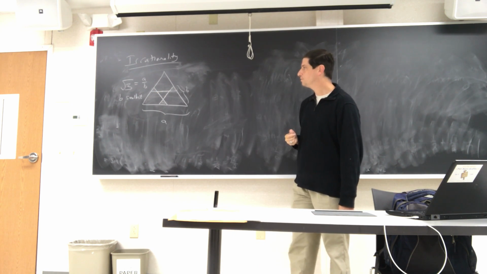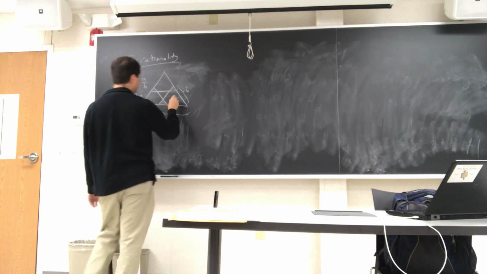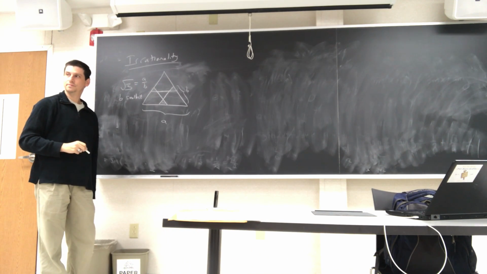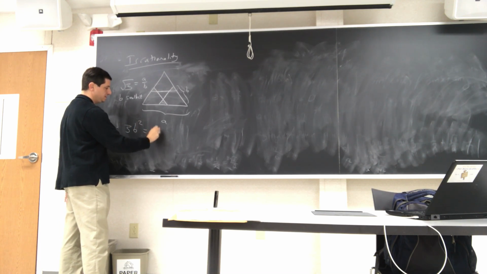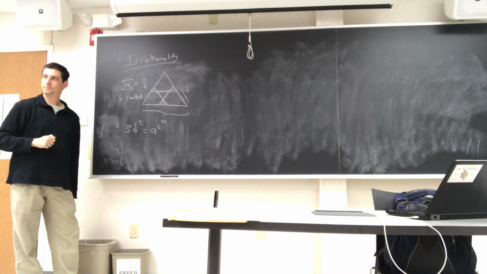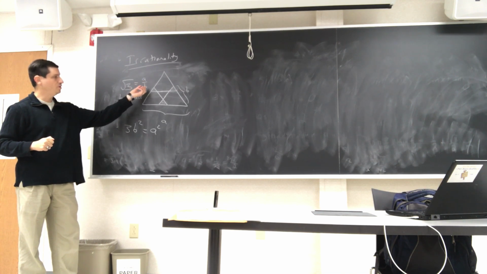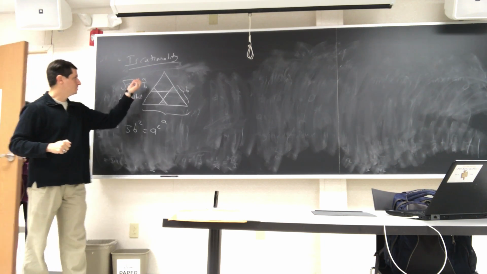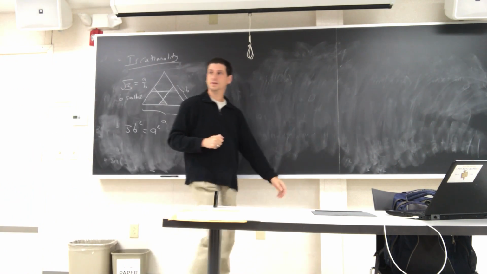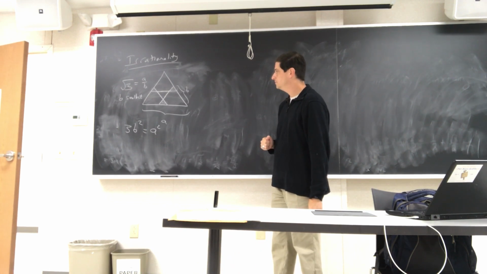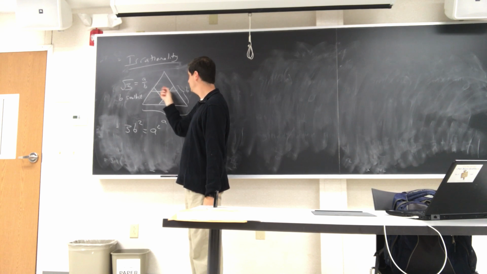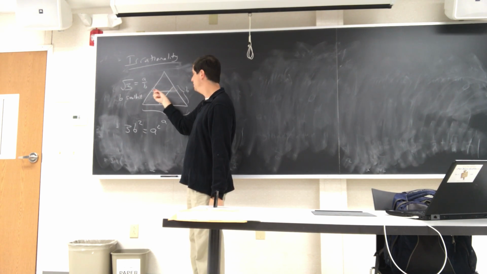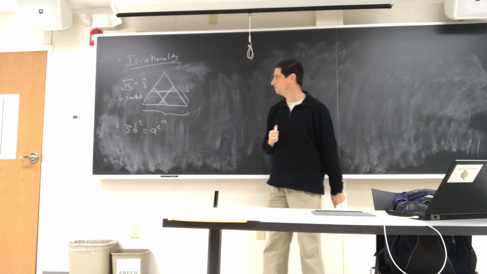Okay, so now if we look at the area of these 3 triangles, we get 3b squared is a squared. Because we're assuming square root of 3 equals a over b, so 3 equals a squared over b squared. So let's look at this picture. Since the area of these 3 triangles equals the area of the big triangle, then these 3 parts that are double counted must exactly equal the area of the part that we're missing.